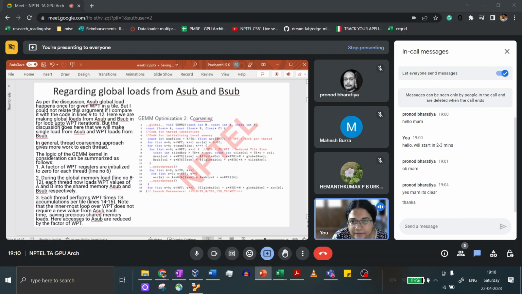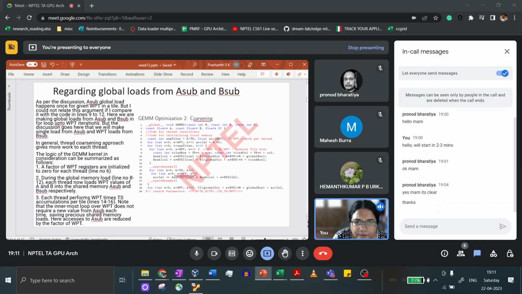So let's read the question since it's quite long. As per the discussion, A sub global load happens once for given WPT in a tile, but I could not relate this argument if I compare it with the code in lines 9 to 12. Here we are making global loads from A sub and B sub in the for loop up to WPT iterations.